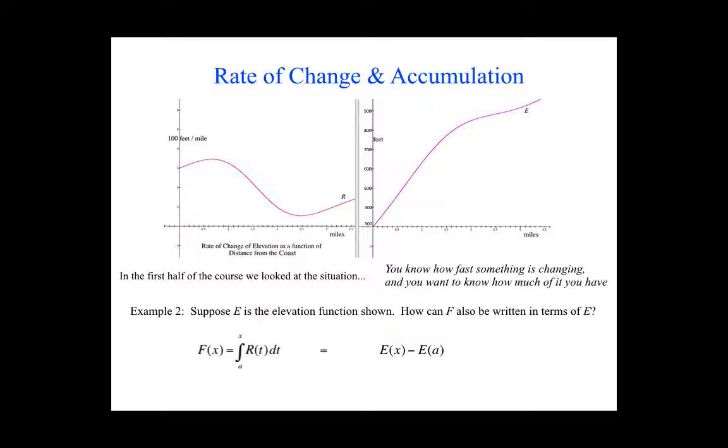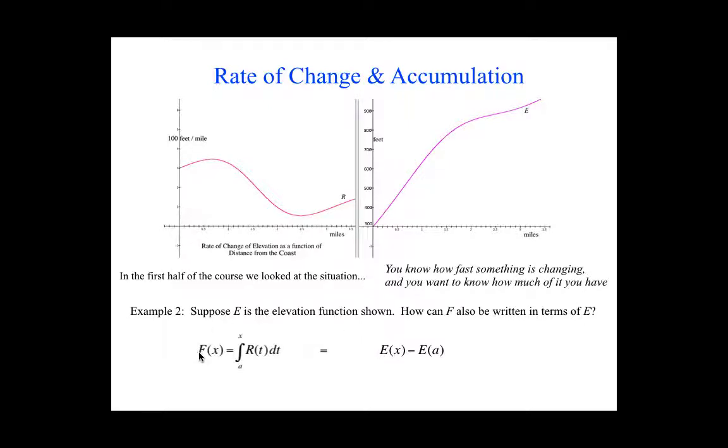But also, this method here, E, if that represents the actual elevation, E of something is the actual elevation at something miles from the coast. So E of x is the elevation at x miles from the coast. E of A is the elevation at a miles from the coast. Then this would certainly tell me the net change between position A and position x, just subtracting, if I knew function E. Then I could find this expression that way.